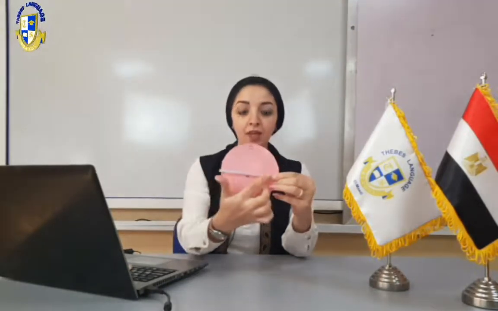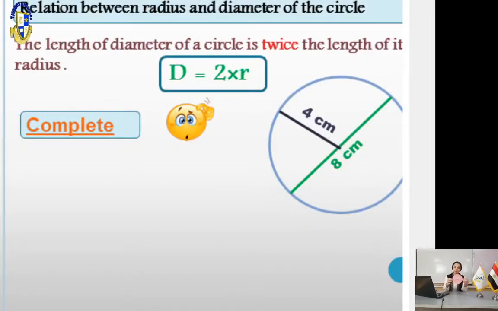on the circle. If the diameter here equals 10 centimeters, the radius will be 5 centimeters, because here MA is a radius and MB is a radius. They are equal in length. If MA is 5 centimeters, MB will be 5 centimeters. So the relation between them: the radius equals half the diameter, and the diameter is twice the radius. We can say that by the rule, diameter equals 2 times radius.